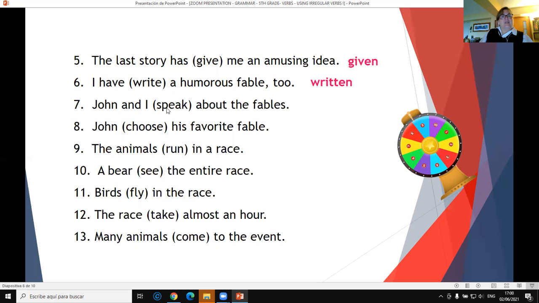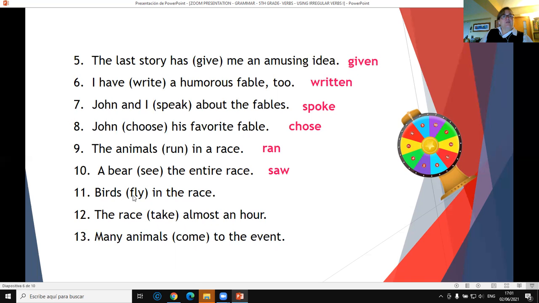Number seven, John and I (speak) about the fable. Past tense of speak is spoke, so John and I spoke about the fable. Number eight, John (choose) his favorite fable. Past of choose is chose, so John chose his favorite fable. Number nine, the animals (run) in a race. Past tense of run, ran. So the animals ran in a race. Number ten, a bear (see) the entire race. Past of see is saw. So a bear saw the entire race.